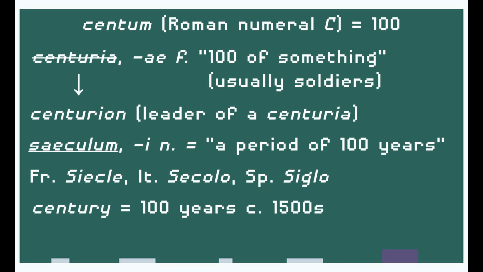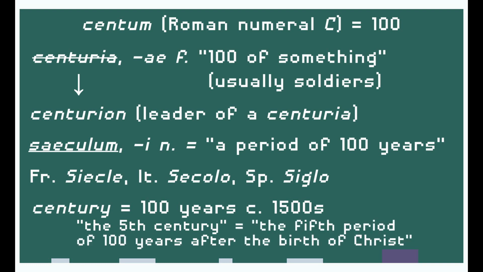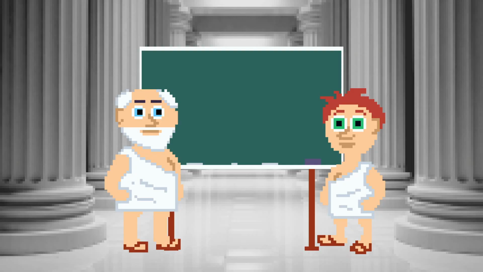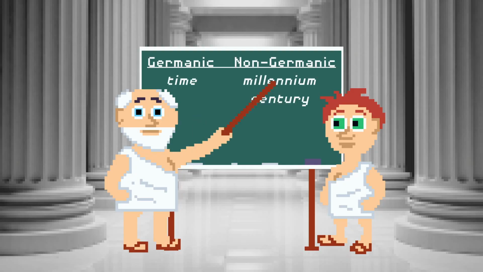This is when you start seeing things like the 5th century in the modern sense of the 5th period of 100 years after the birth of Christ. So just to update the score, that's 1 Germanic word and 2 non-Germanic so far.